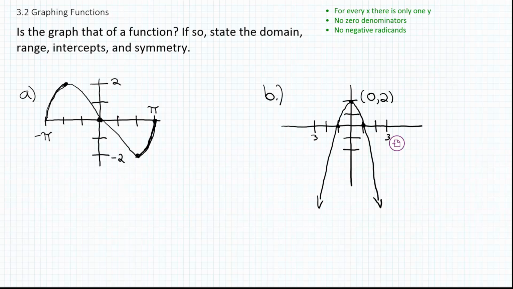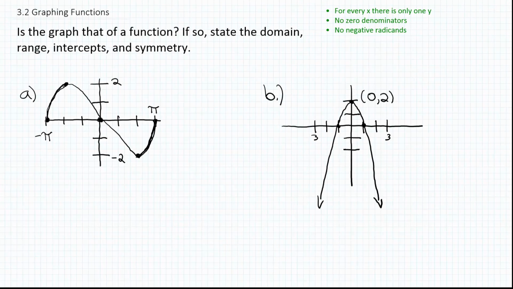Is the graph that of a function? If so, state the domain, range, intercepts, and symmetry. All right, so let's start with example A. It looks like we have a piece of a function that goes from negative pi to pi on the x-axis and goes on the y-axis from -2 to +2.